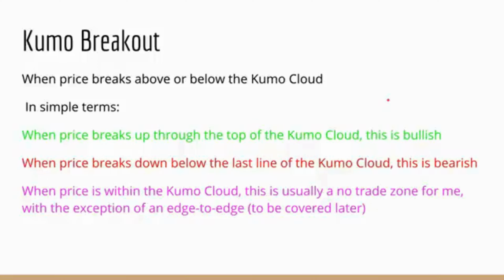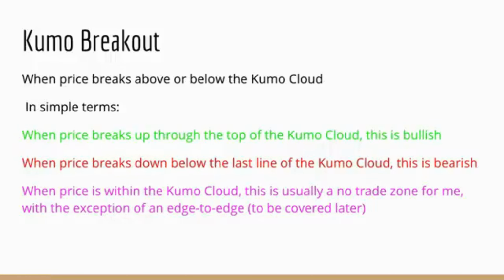So hopefully TK crosses are clear. In the next bit, we're going to cover our Kumo breakouts. The bit I said at the beginning will start to make more sense now. So in simple terms, generally, a Kumo breakout is when price breaks above or below the cloud, and when price breaks up through the top of the Kumo cloud, it's bullish. So price above cloud is bullish, price below cloud is bearish. Fairly straightforward. So now the first part of the video really makes sense.